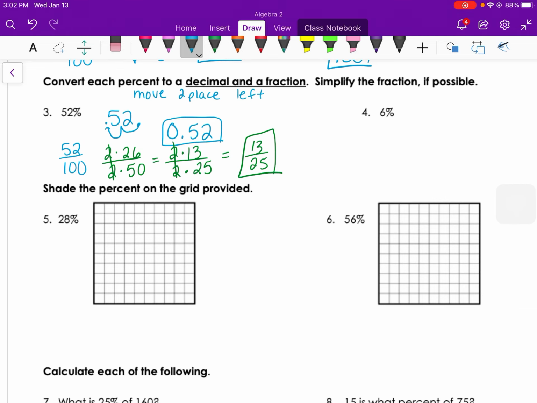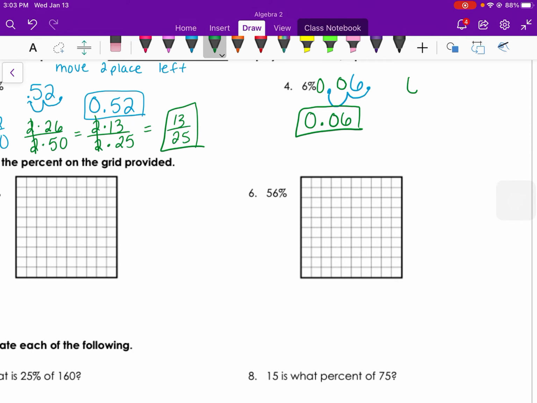All right, 6%. So 6% has the decimal at the end. If I want to change it back to a decimal instead of a percent, I move it 2 to the left, which would put my decimal point right here. And then I'm going to fill in a 0 in that open place and a 0 before, which means 6% as a decimal would be 0.06.